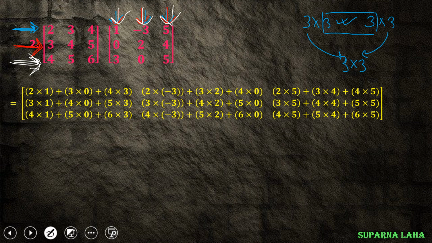Now, you have this 3 by 3 matrix after multiplication, and just simplify the values, you will find the matrix is given by 14, 0, 42, 18, minus 1, 56, 22, minus 2, 70.